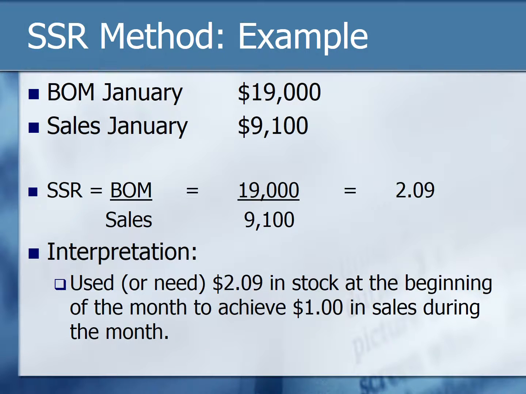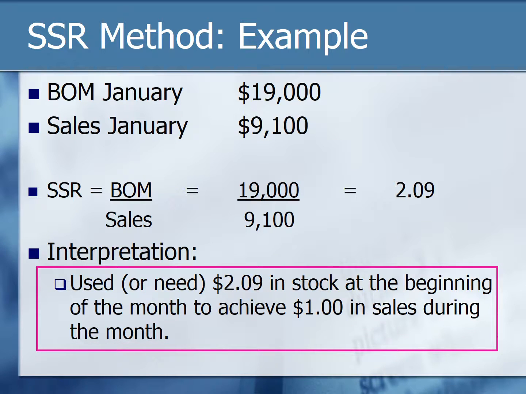Let's take a look at this example. Let's say January had a BOM of $19,000 and sales of $9,100. If that was what the history said for January, then the SSR will be the BOM of January divided by the sales of January. So $19,000 divided by $9,100 would be 2.09. So an SSR of 2.09 is calculated. Well, how do we interpret this number? What's the meaning of this SSR?